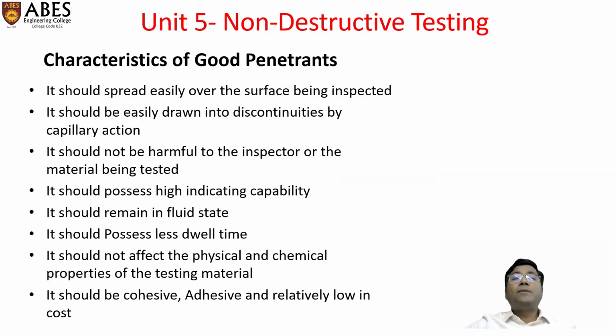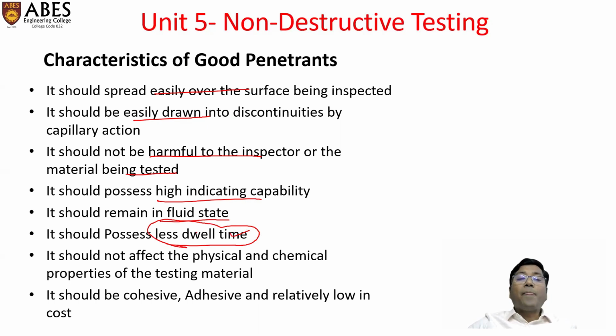Characteristics of good penetrants: it should spread easily over the surface. It should be easily drawn into discontinuities by capillary action, should not be harmful to the inspector or the material being tested, should possess high indicating capability, should remain in a highly fluid state, and should possess less dwell time. Dwell time means the waiting time for penetration and also for developing. It should not affect the physical and chemical properties of the testing material. It should be cohesive, adhesive, and relatively low in cost.